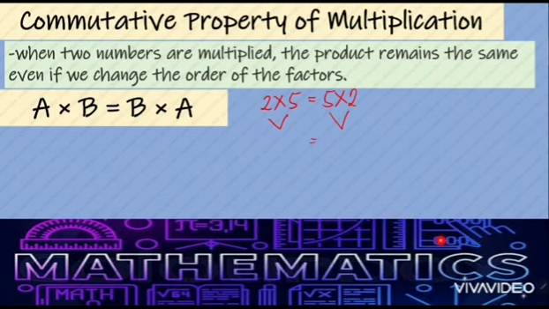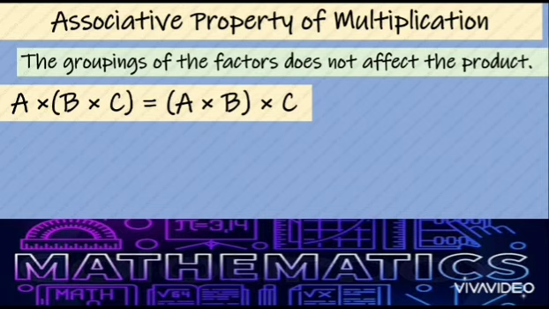Okay, let's check. 2 times 5 is equal to 10. 5 times 2 is also equal to 10. Okay, another example, we have 3 times 4. This is also equal to 4 times 3. 3 times 4 is equal to 12. 4 times 3 is also equal to 12. So that is our commutative property of multiplication.